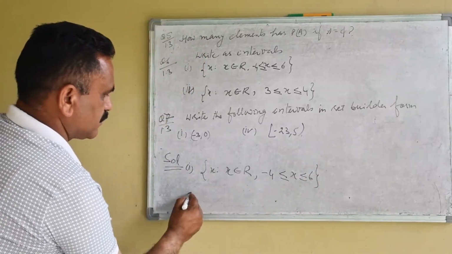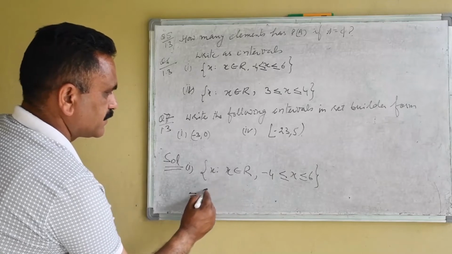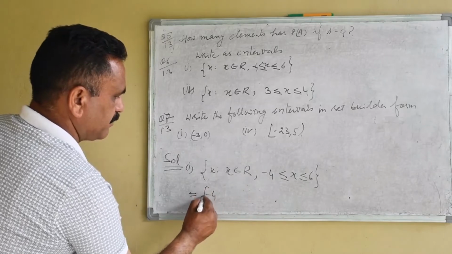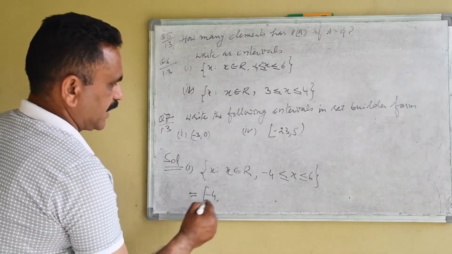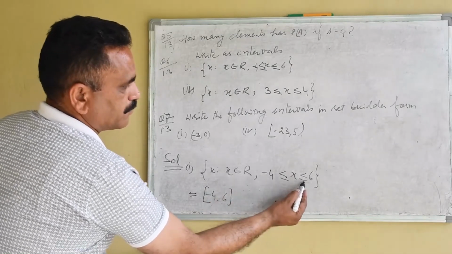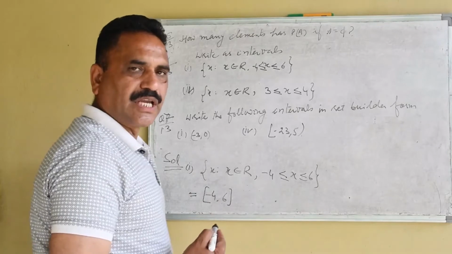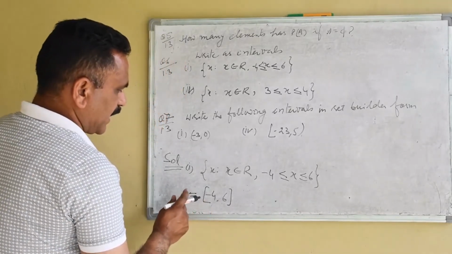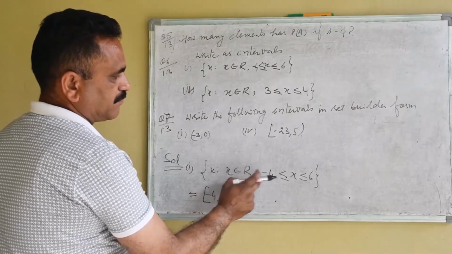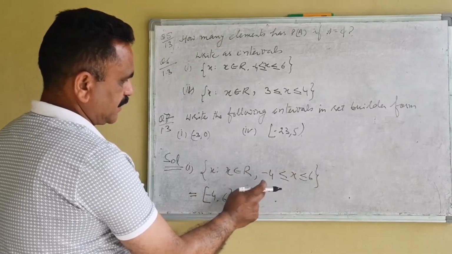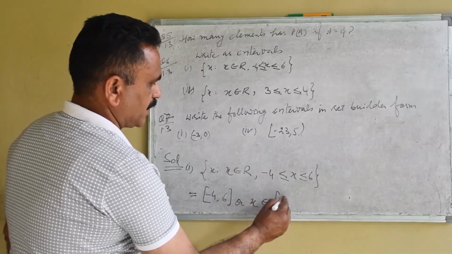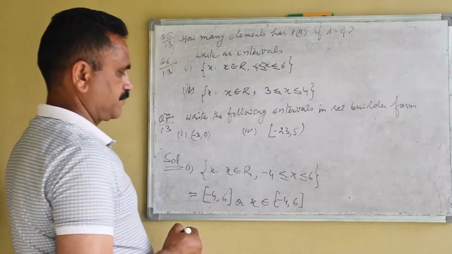So x is greater than or equal to minus 4, then it will be a closed interval, and it will go up to 6, also a closed interval, because on both sides we have the sign of equality. So x is a real number greater than or equal to minus 4, or we can write x belongs to [minus 4, 6].